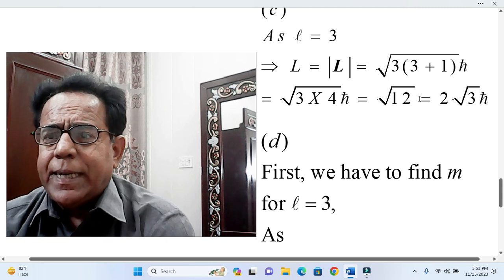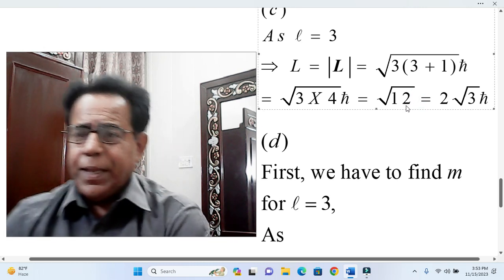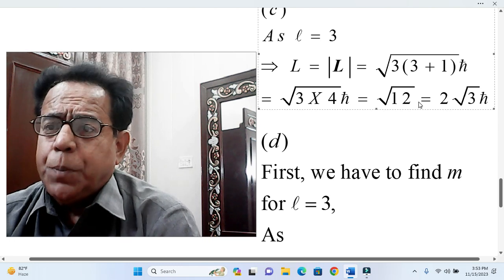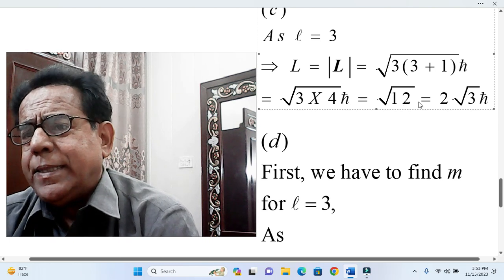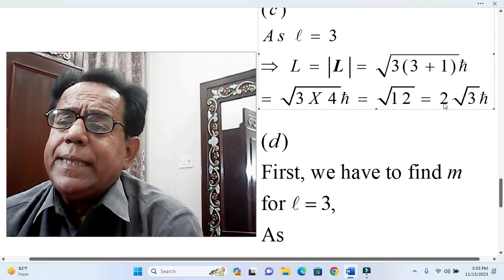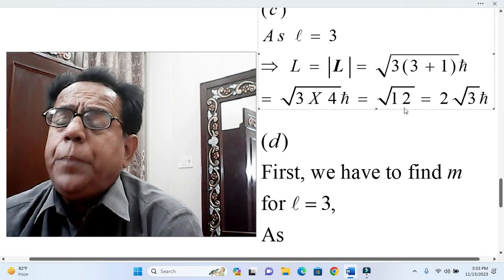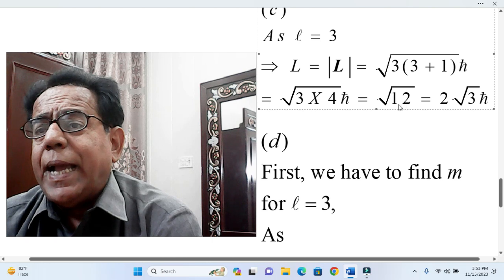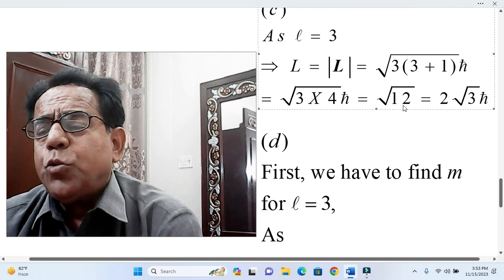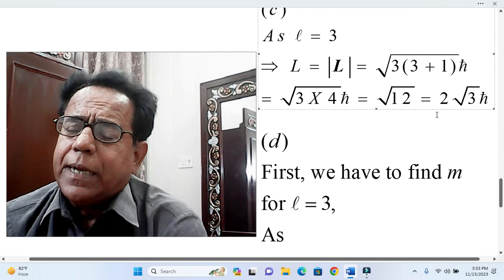Dear students, here a minor mistake has developed: along with 12, the under root should be present, but by mistake it has been omitted. This alternatively becomes equal to 2 into the square root of 3 into h cut, because 12 can be written as 4 into 3, and 4 is equal to 2 square. So from 2 square, simply 2 can be taken out.